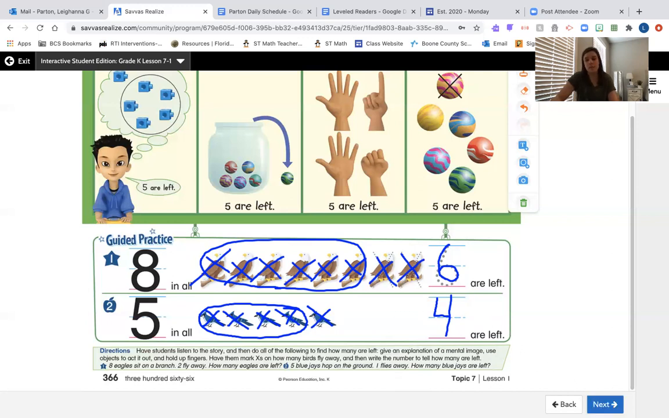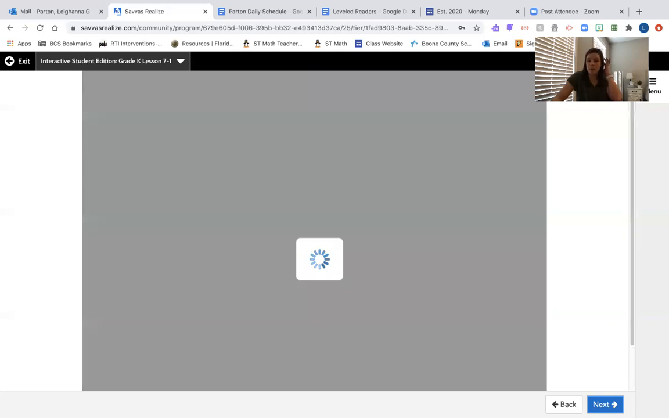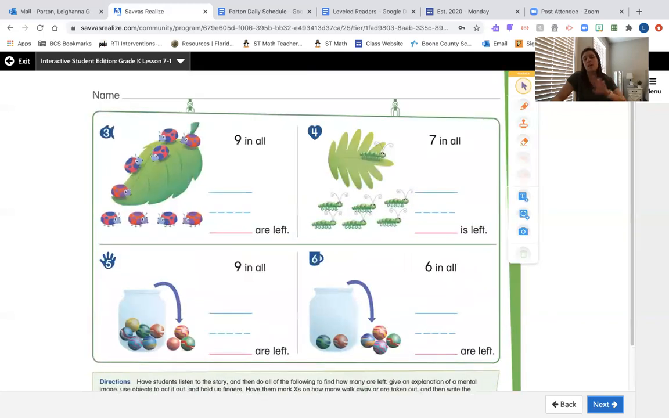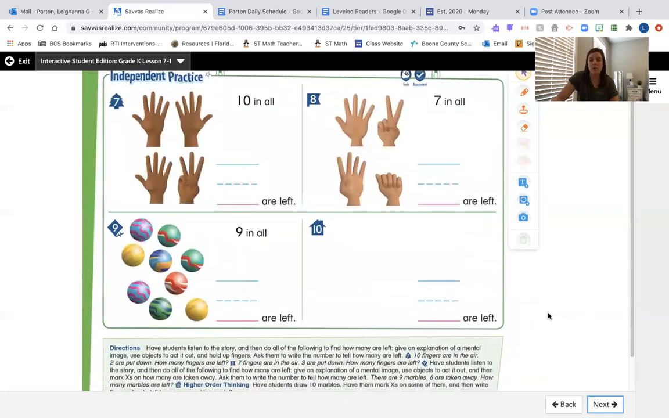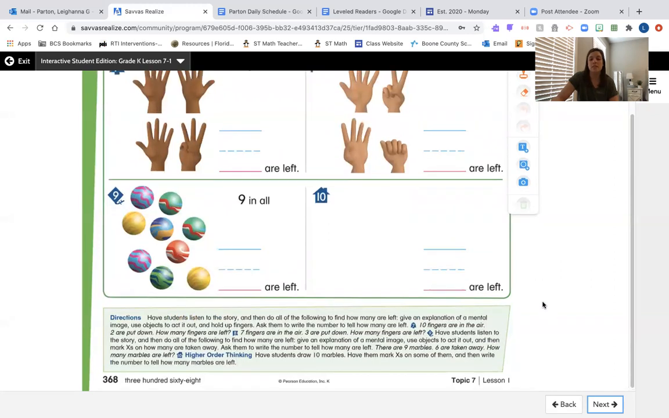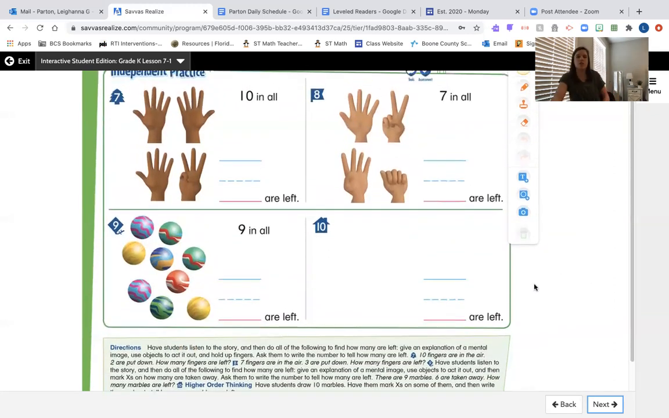Good job. We're going to skip the next page and come back to it since this is your independent practice page for you to post to your teacher's Google Classroom. So let's go to the last page, page 368. Okay, you're doing a great job. Bear with me. All right, so let's start at the top, number 7.